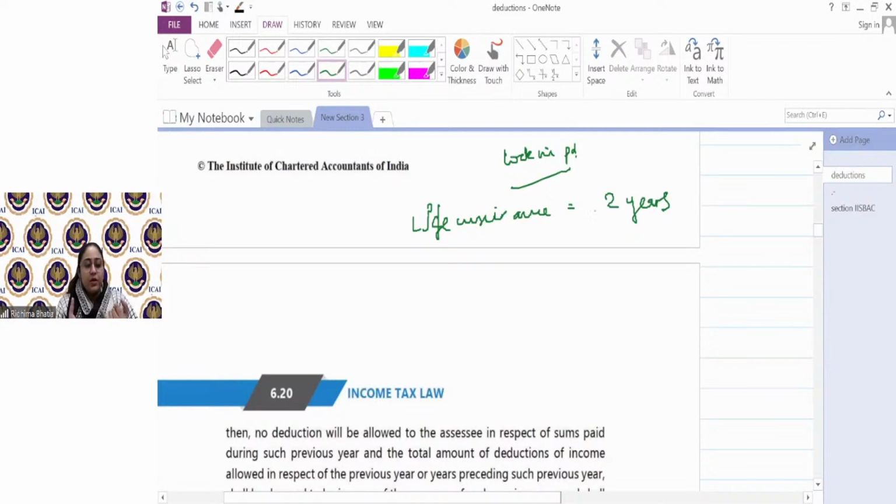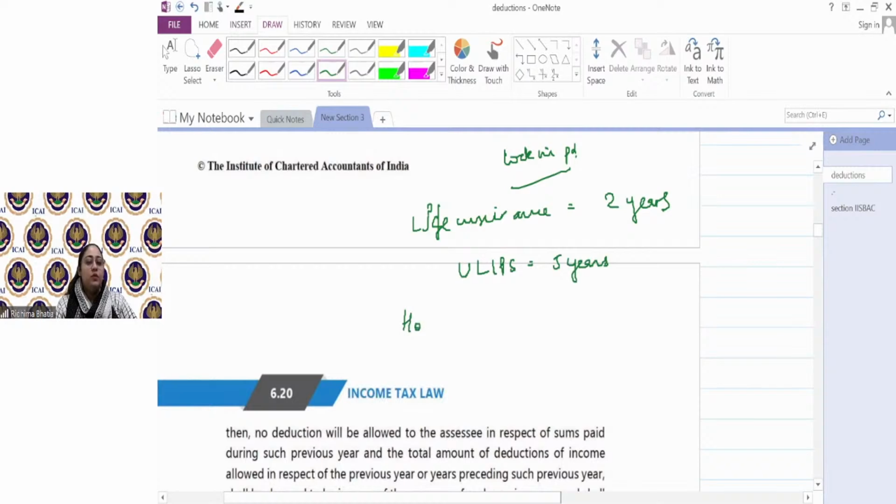Meaning, I have to make contribution of premium in year one and year two. If I do not make the contribution in year two, whatever deduction I've claimed in year one also will become my income in year two. So life insurance's lock-in period or minimum continuity period is 2 years. Similarly, ULIPs' continuity period is 5 years. The policy has to be kept live for 5 years.